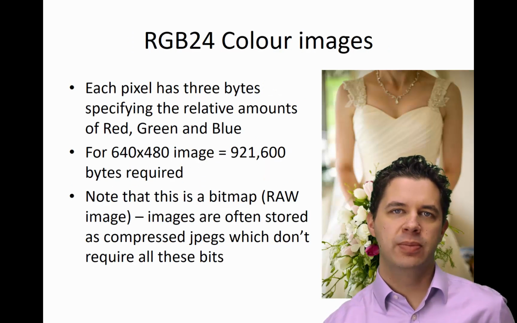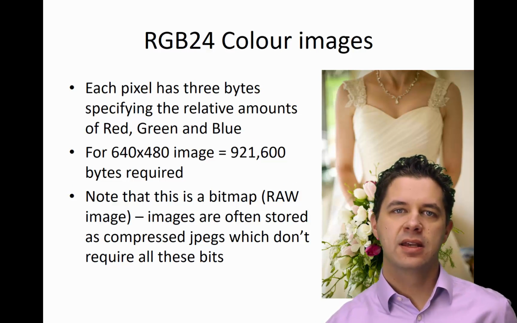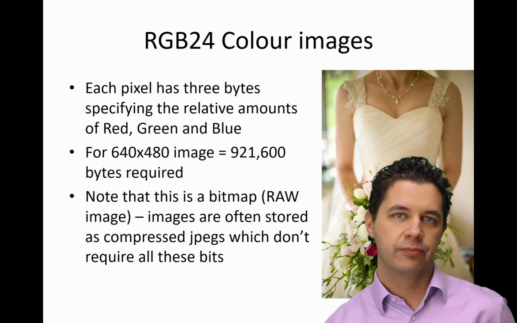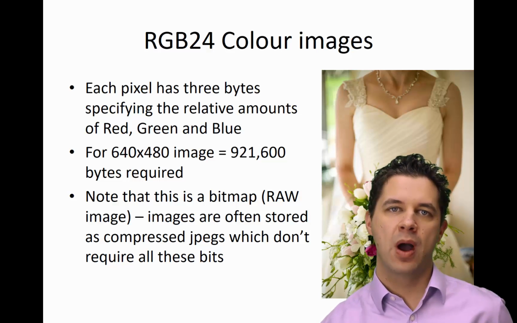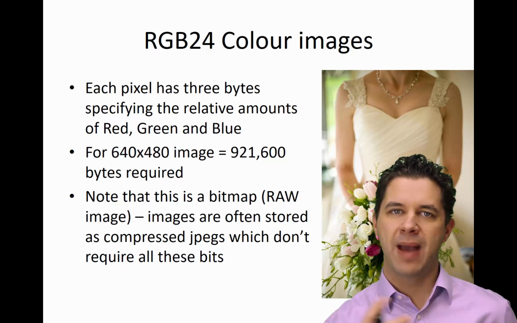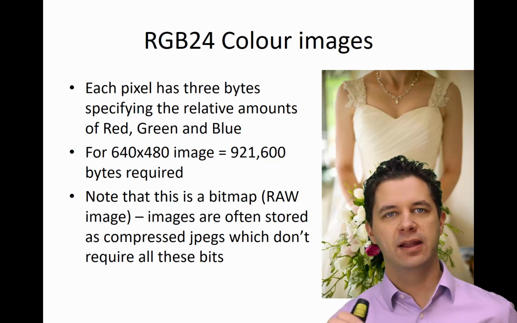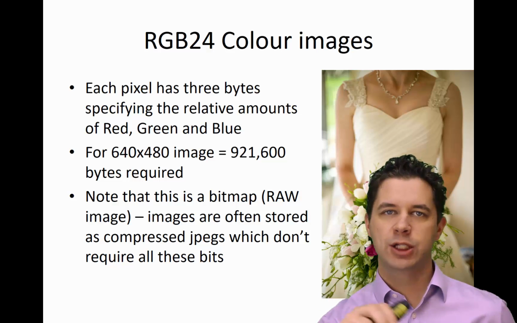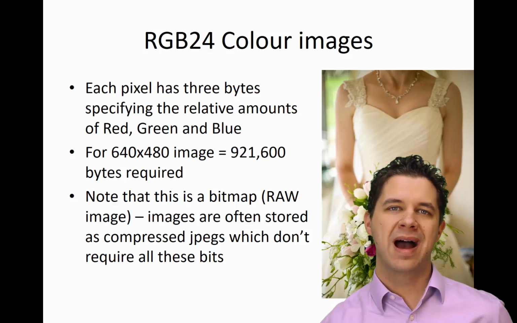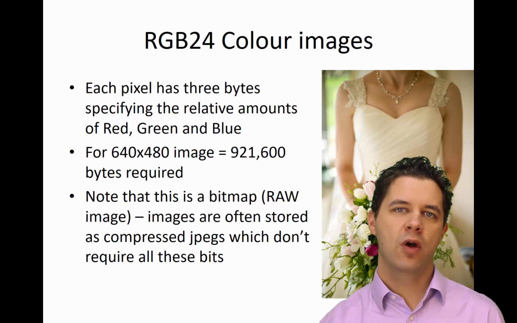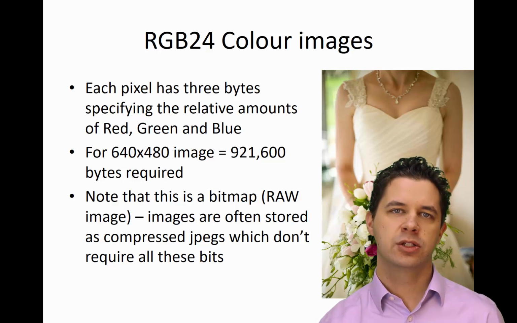We then have RGB images. So in RGB 24 we have 3 bytes encoding each pixel. So we have 1 byte encoding the amount of red, 1 byte encoding the amount of green, and 1 byte encoding the amount of blue. And if you open up any paint program or anything like that, there's normally options that you can specify a particular color via its RGB values, or actually look at a particular color and look at what RGB values it exhibits. Here for our 640 by 480 image, we've got 921,600 bytes required to store this particular image.